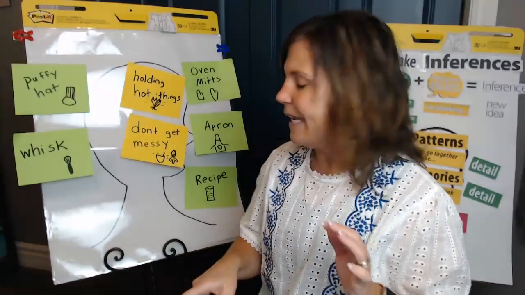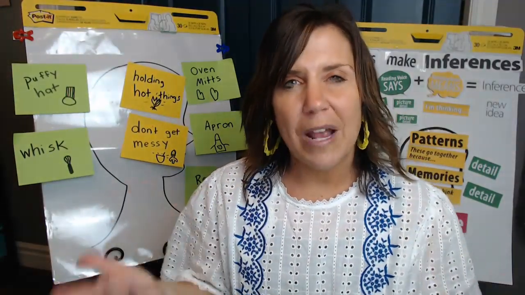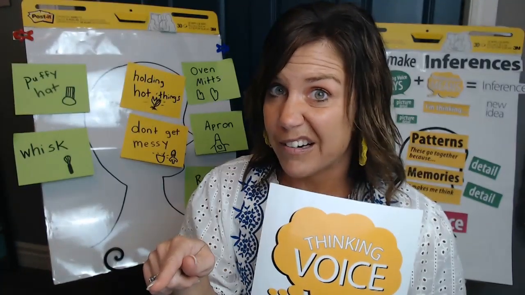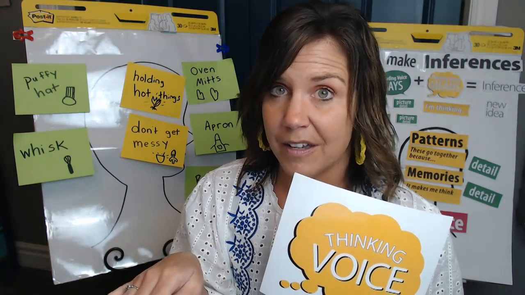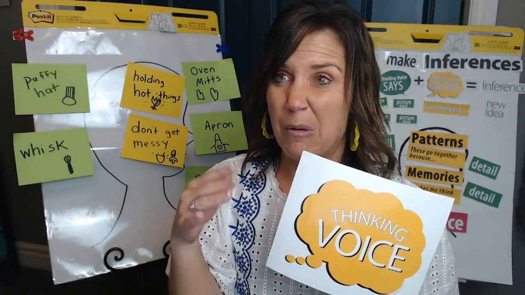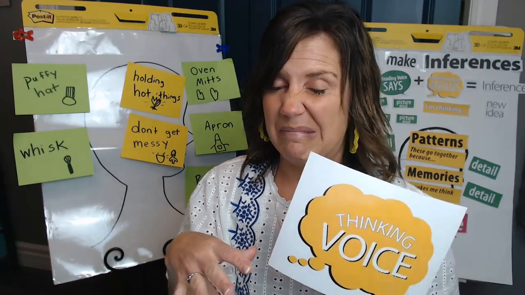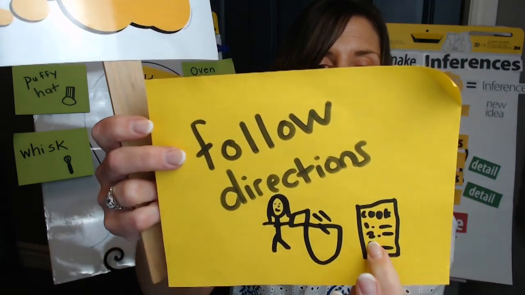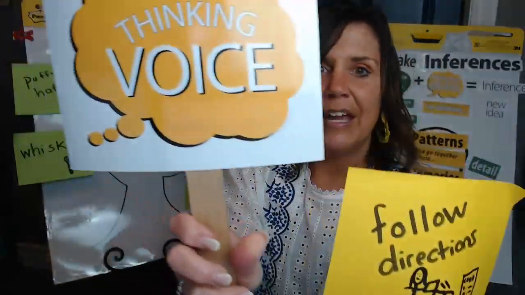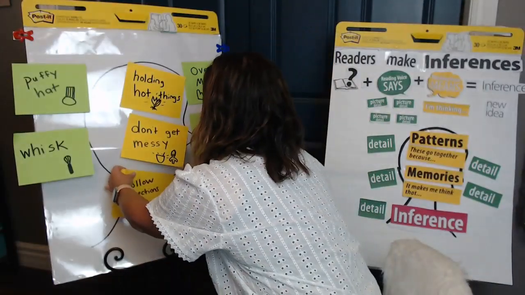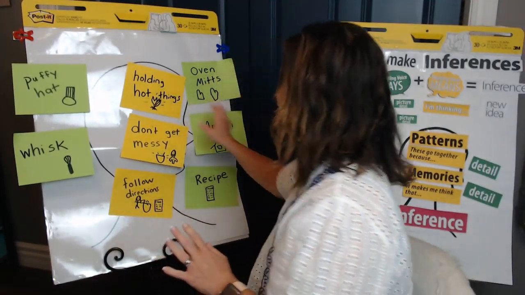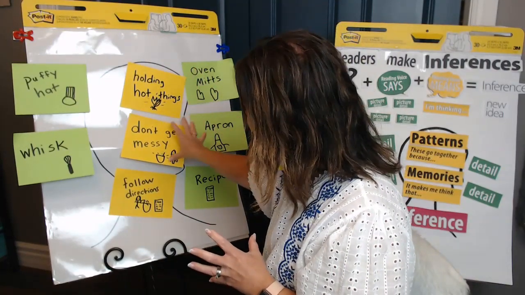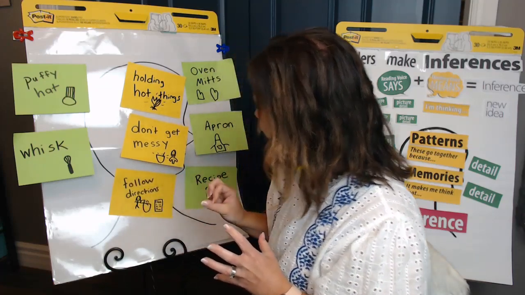And then for recipe, I know with a recipe, you have to follow directions. If you don't follow directions, then it can be a big disaster. It won't taste very good, or it won't have all the ingredients it needs. It won't be good, right? So with a recipe, you have to go in order, step by step, and do exactly what it says. So that's the thinking voice. I know I have to follow directions. I know I don't want to get messy. I know this person could be holding hot things. They don't want to get messy. They're going to follow directions.